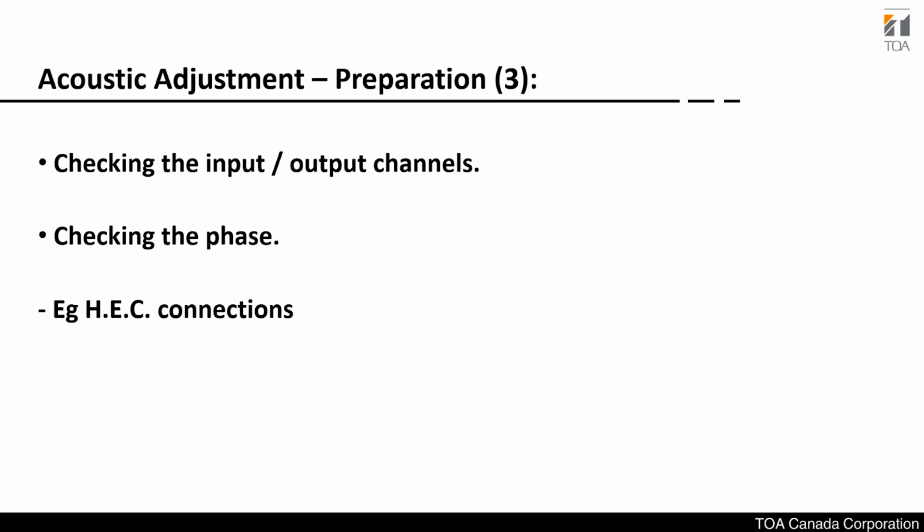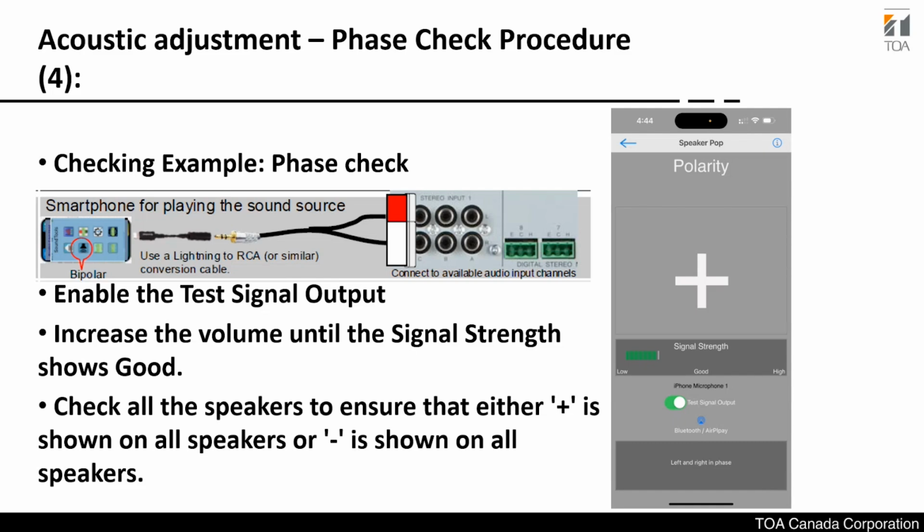Before doing the adjustment, we also recommend checking the input and output channels, making sure that the proper signals are delivered through the system, the mixer, and the amplifier. Here we also have an example of checking the phase and the XLR connections, which might have a wrong polarity or wrong phase. So again, the smartphone will be connecting to the mixer, and here we use the polarity setting as an example.